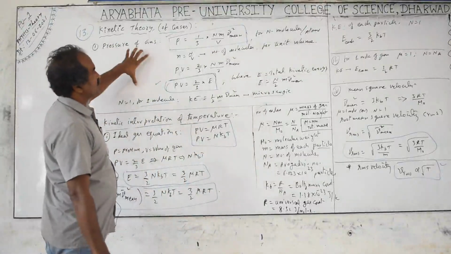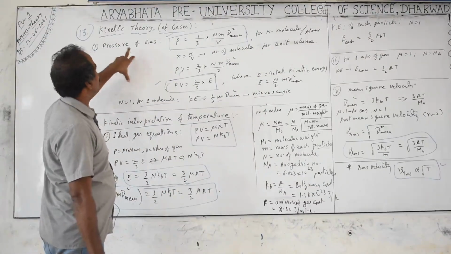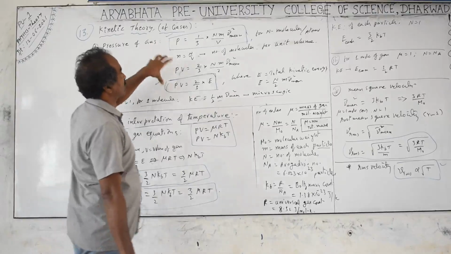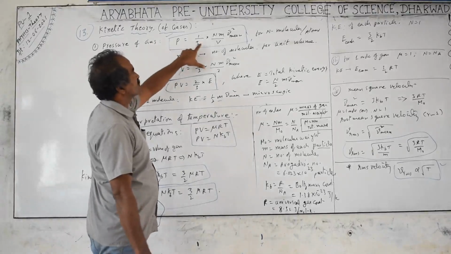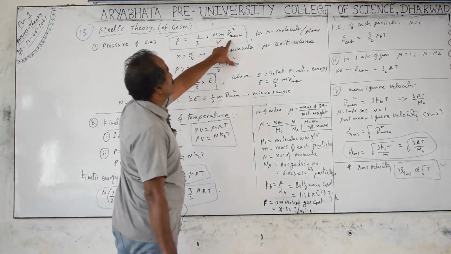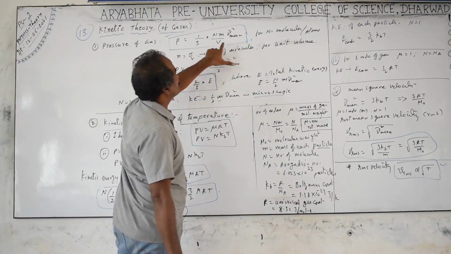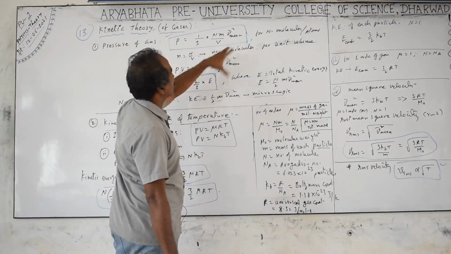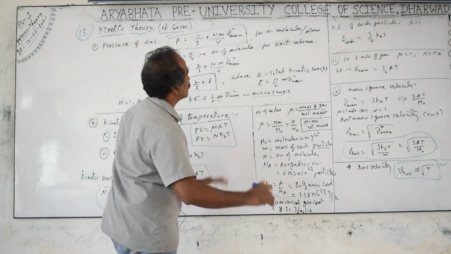This part, the pressure expression, we have already derived in the previous class. The pressure of N molecules of the gas in a container is equal to 1/3 of N m v mean square by V, where v mean square is the average velocity square. You can take N as the number of particles, molecules, or atoms.